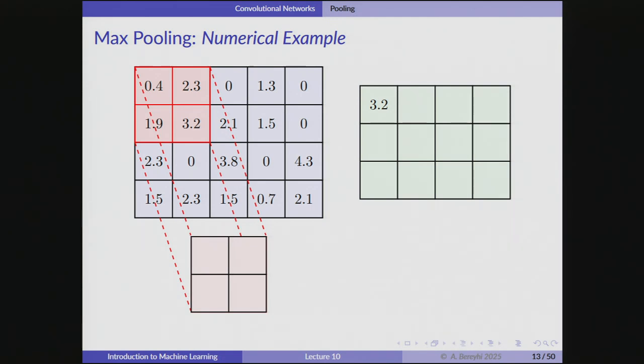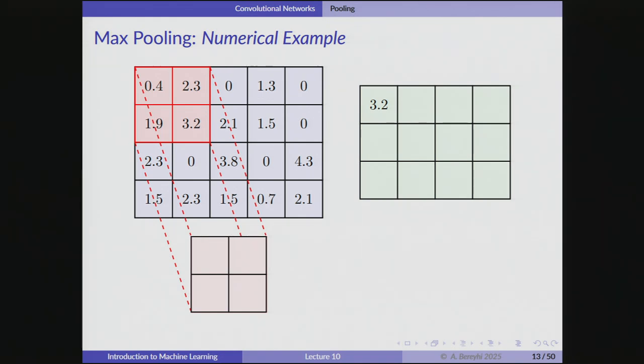Say I have this input map. Okay, and I want to do max pooling on it. My filter is 2 by 2. Okay, how can I do it? Look at this window, the window that I'm showing by red. What is the maximum value there? 3.2, right? So I'm going to write it down as 3.2 at the first location on the output map, right?